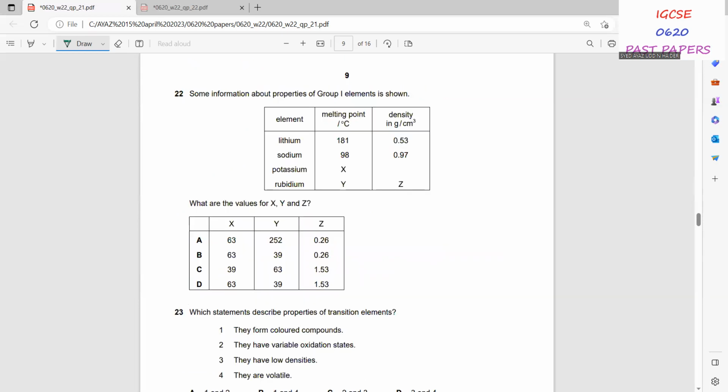Question number 22. Some information about properties of group 1 elements is shown. We have the elements lithium, sodium, potassium, and rubidium. Melting point and density are given.